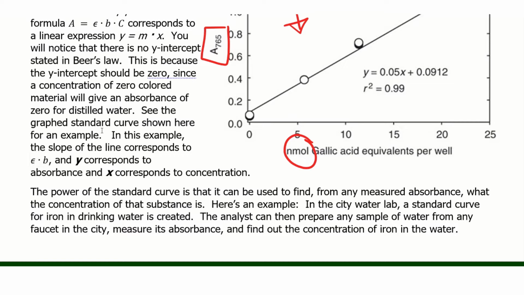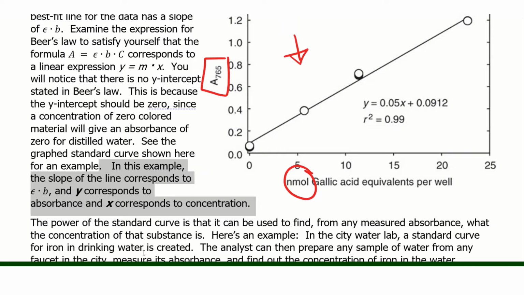And you can see here that I give you some background info on what corresponds to what in this line. So you can think of A equals your molar absorptivity times your cell length times your concentration. Basically, you can think of Beer's law like y equals mx, which is y equals your slope times your x value. So in this example, the slope of a line corresponds to this portion of Beer's law, y corresponds to absorbance, and x corresponds to concentration.